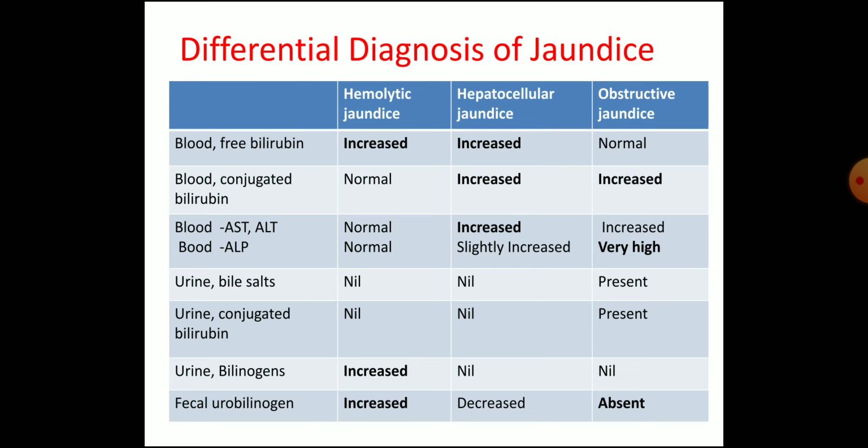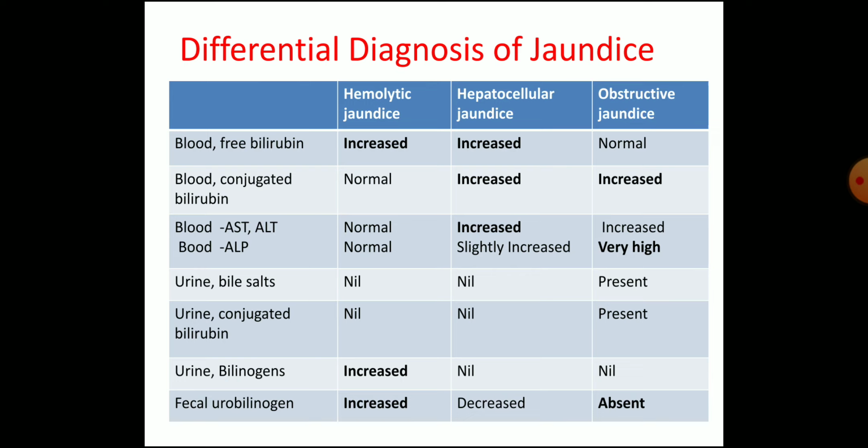So blood free bilirubin, that is unconjugated bilirubin. What happens in hemolytic jaundice is that it is increased, but in hepatocellular, to start with, there may be an increase. Then in obstructive jaundice, it may be normal.